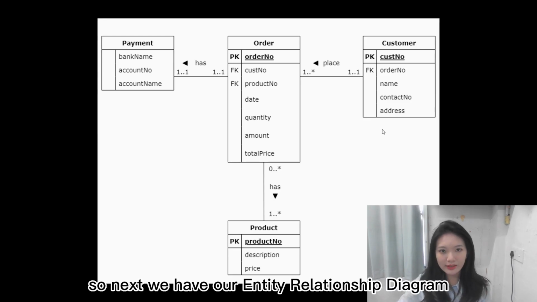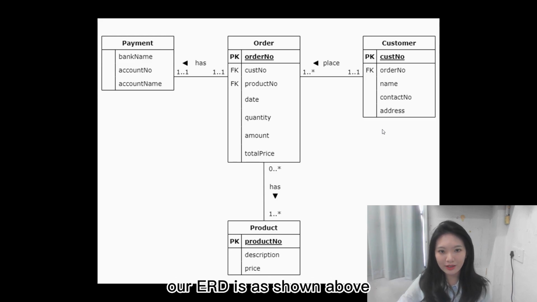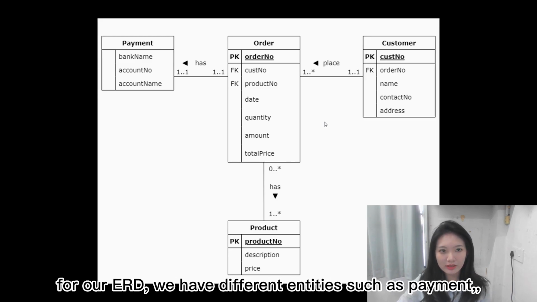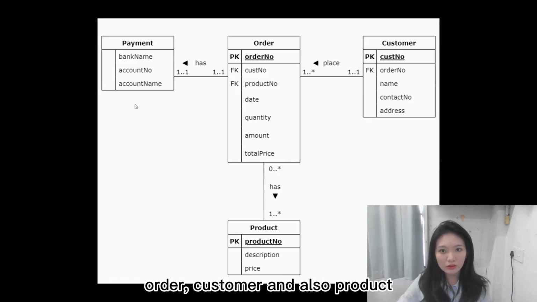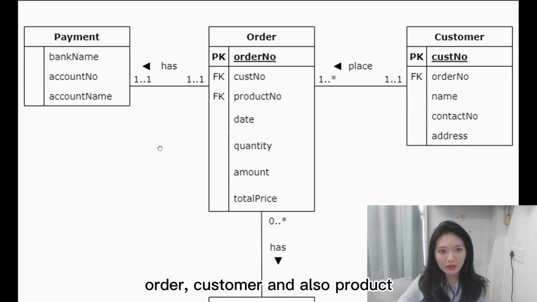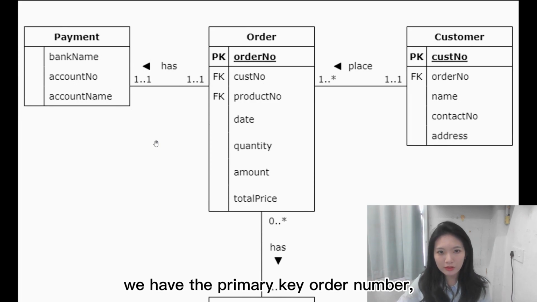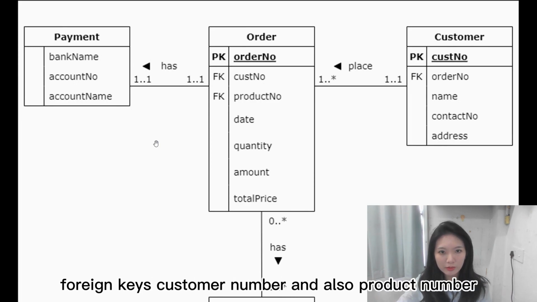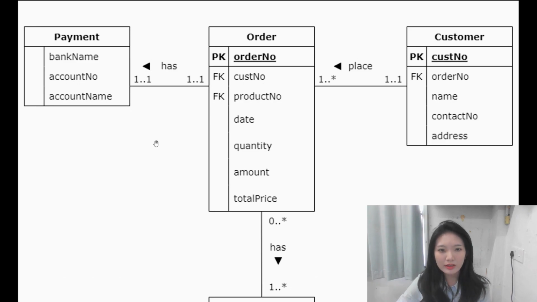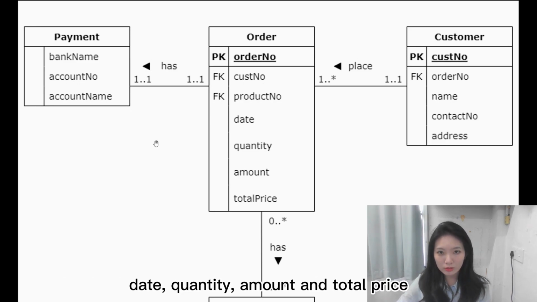So next we have our entity relationship diagram. Our ERD is as shown above. For our ERD, we have different entities such as payment, order, customer, and also product. For the payment entity, we have attributes such as bank name, account number, and account name. For the order entity, we have the primary key, order number, foreign keys, customer number, and also product number, date, quantity, amount, and total price.